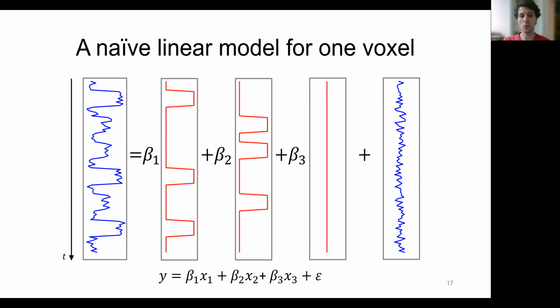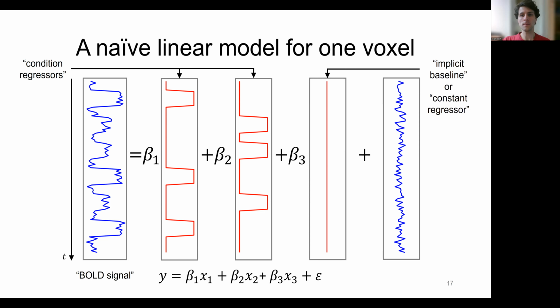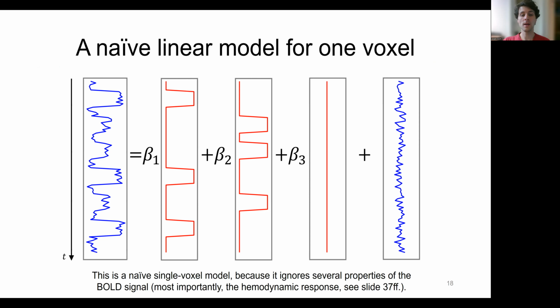So this model could be summarized using the following formula. And in this formula, Y is called the BOLD signal. X1 and X2 are called the condition regressors. X3 is called the implicit baseline or constant regressor because it does not change its values. And epsilon is called the vector of errors or noise. This is, of course, a naive single voxel model because it ignores several important properties of the BOLD signal. For example, there is the hemodynamic response, but we will come to that later.